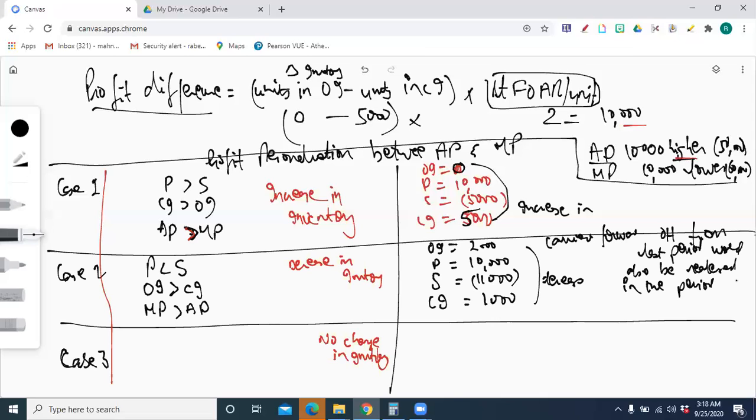So in the next period, under absorption costing, more fixed production overhead would be charged as compared to marginal costing.